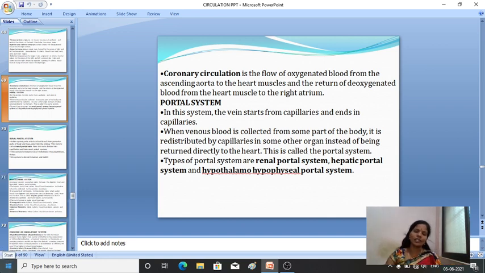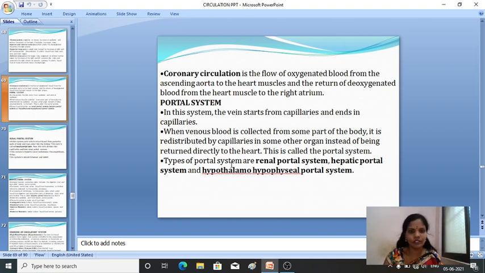In the portal system, we have different types: the renal portal system, the hepatic portal system and the hypothalamo-hypophyseal portal system. So what is the portal system? The venous blood is collected from different parts of the body and redistributed by the capillaries in some other organs instead of being returned directly to the heart.